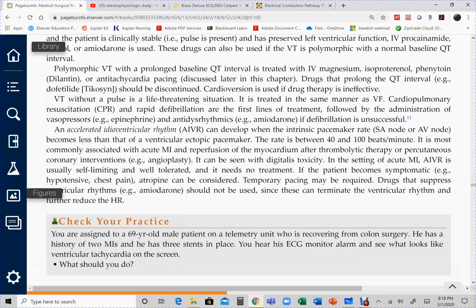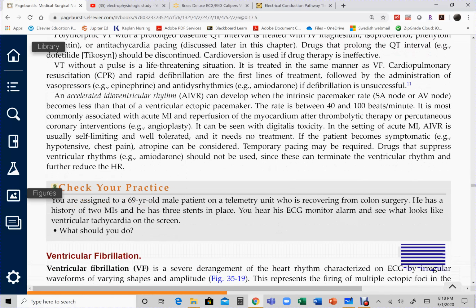Pulseless V-Tach, obviously, as I already mentioned: do CPR, chest compressions, and defibrillation, and a full ACLS. ACLS is not discussed in this chapter or in this med-surg textbook at all. It's advanced studies, so you would have to take an ACLS class.